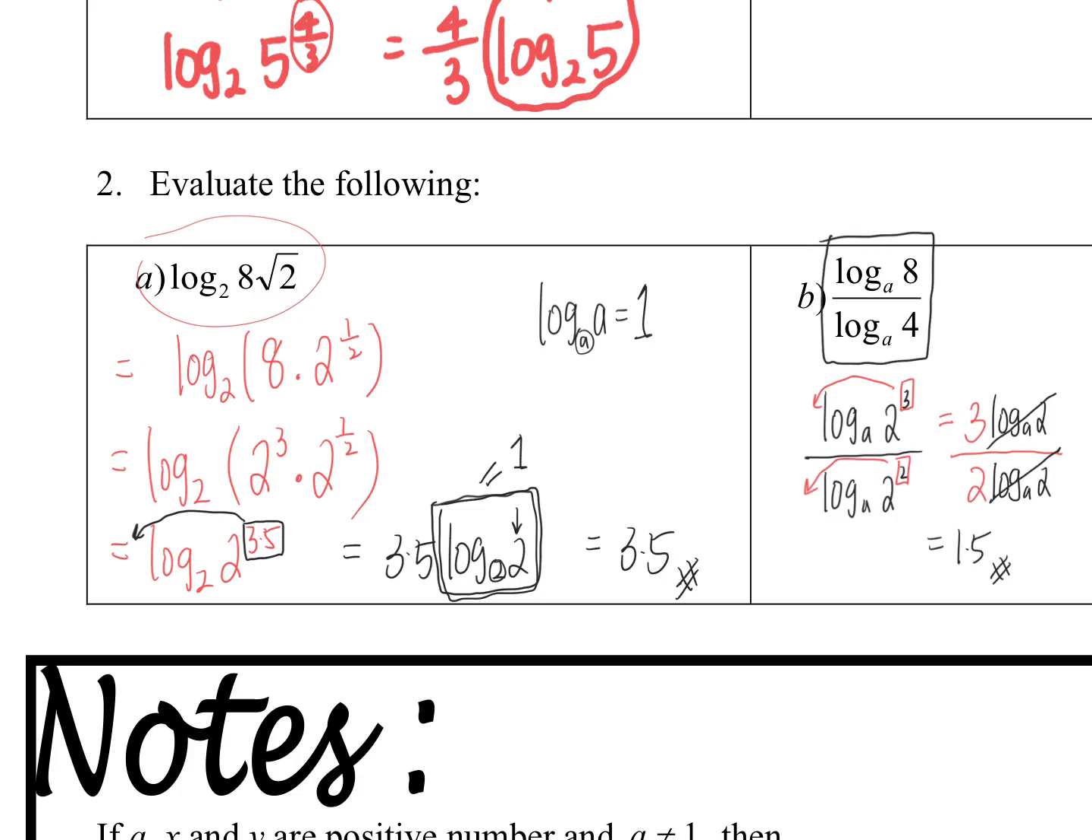Okay? So remember, you are not allowed to cancel this and say it must be 2. No, they are different. So you need to change them to exactly the same base. If they're exactly the same, then you can cancel. But log base A of 8 and log base A of 4, I cannot cancel.